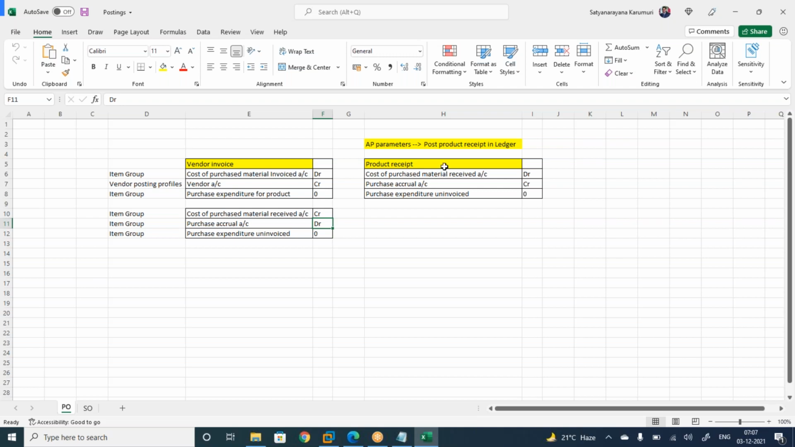That charges will not be included while doing product receipt. While doing product receipt, it is only the raw material cost, the material cost only. It will not include charges, it will not include taxes. While doing invoice, whatever was entered earlier will be reversed here, and during invoice it will include charges, it will include taxes, and everything will be included at the time of vendor invoice. Understood? Any doubt in this? Any questions here?